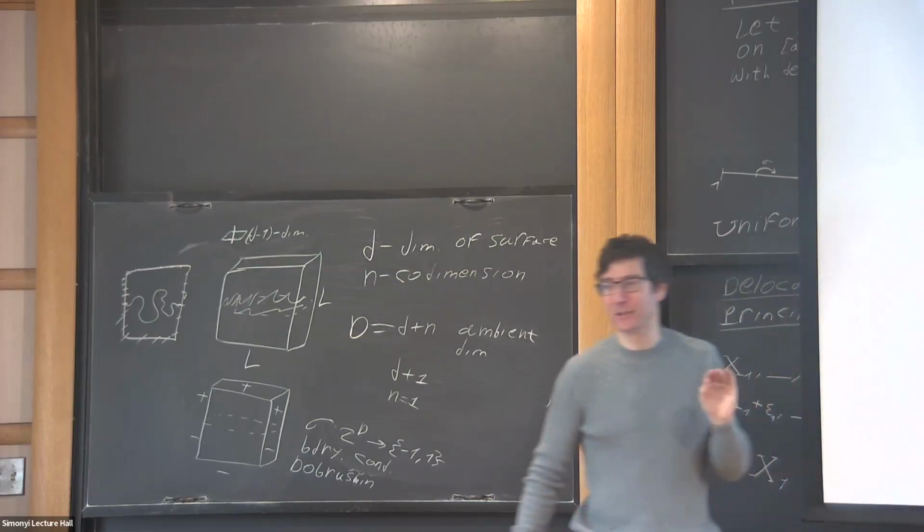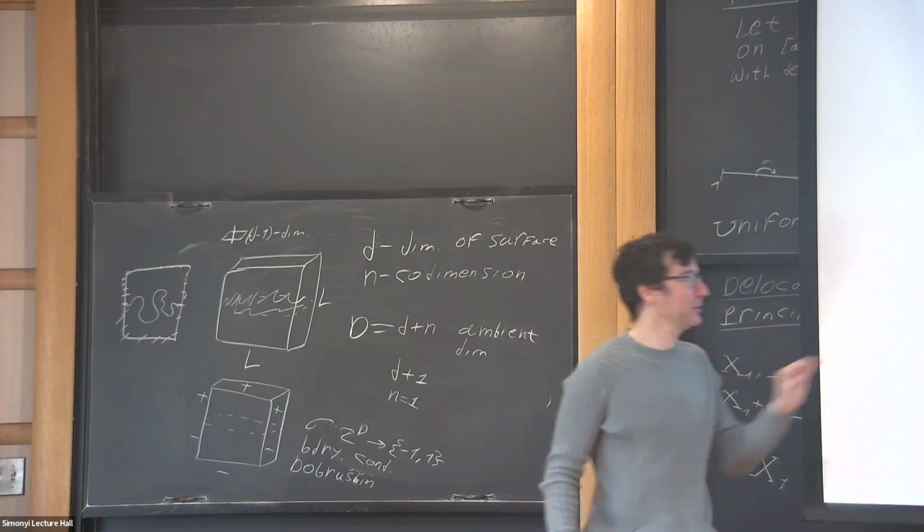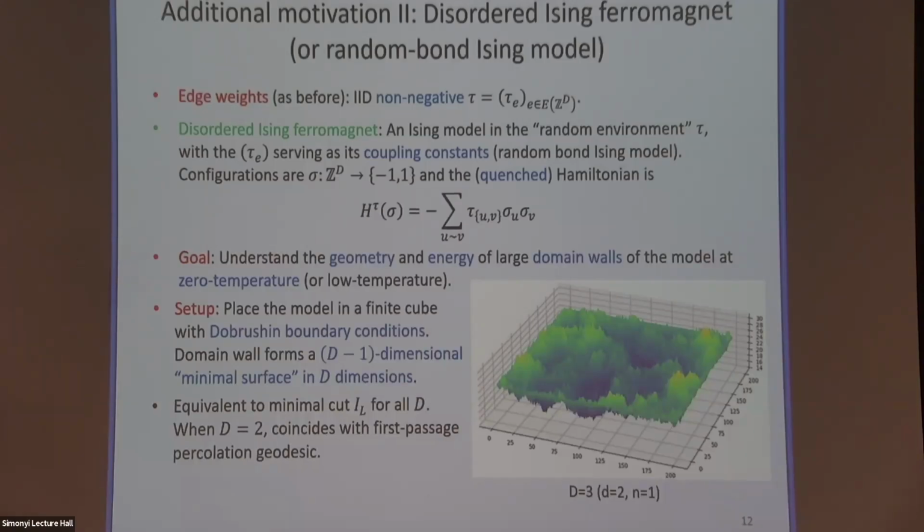It's exactly equivalent. But when you say it this way, then statistical physicists are interested. So this is the random bond Ising or disordered ferromagnet Ising model, and we want to understand the domain wall. This separation of plus and minus is called a domain wall when you study Ising models. Because of the equivalence, statistical physicists are also interested in it.